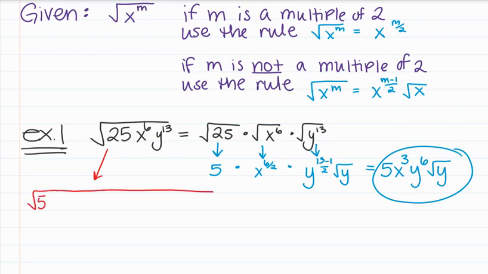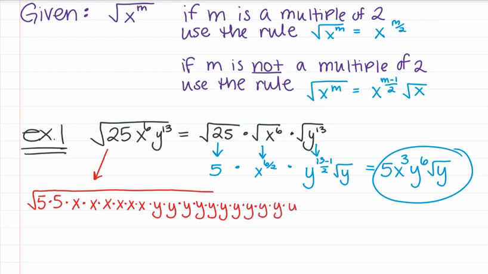So I could take 25 and say 5 times 5. I would have x multiplied by itself 6 times. And I have y multiplied by itself 13 times. I guess I could have picked a smaller number. 2, 3, 4, 5, 6, 7. Just make sure I have the right amount of y's here. So we could split this all out.